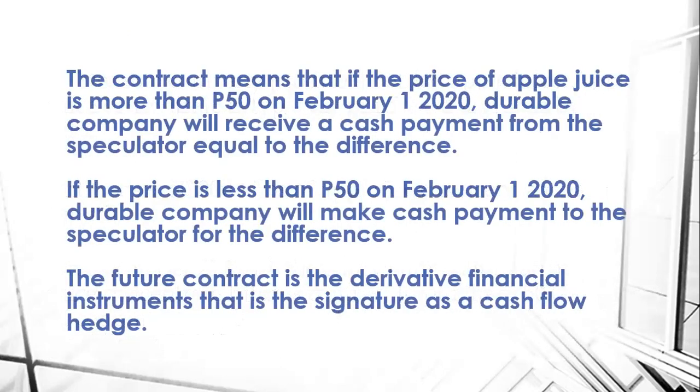The contract means that if the price of apple juice is more than 50 pesos on February 1, 2020, the Rubber Company will receive a cash payment from the speculator equal to the difference. If the price is less than 50 on February 1, 2020, the Rubber Company will make a cash payment to the speculator for the difference. The futures contract is a derivative financial instrument that is designated as a cash flow hedge.